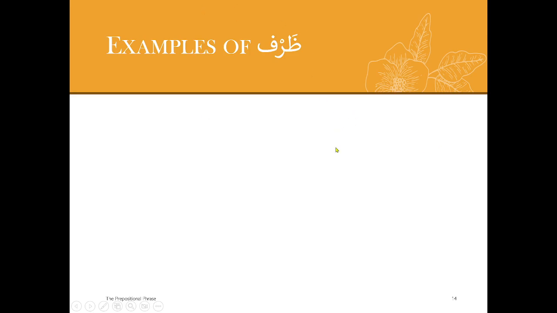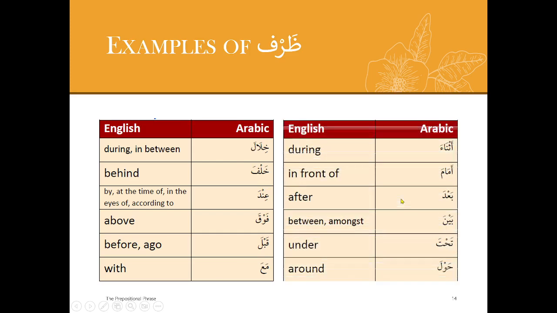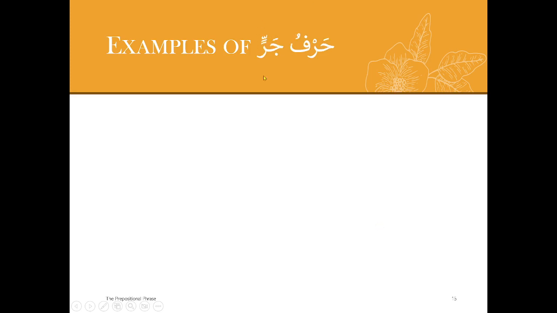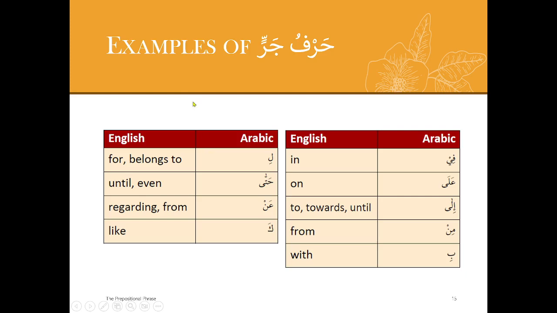So let's look at the examples of Zharf. Okay, here we have, let's just take note of inda. And then we have asna'a, amama, ba'da, baina, tahta, hawla. Yeah, these are all Zharfs. And your harf of jar: fi, ala, ila, min, bi, li, hatta, an, ka. Yeah, so these are what we normally find.